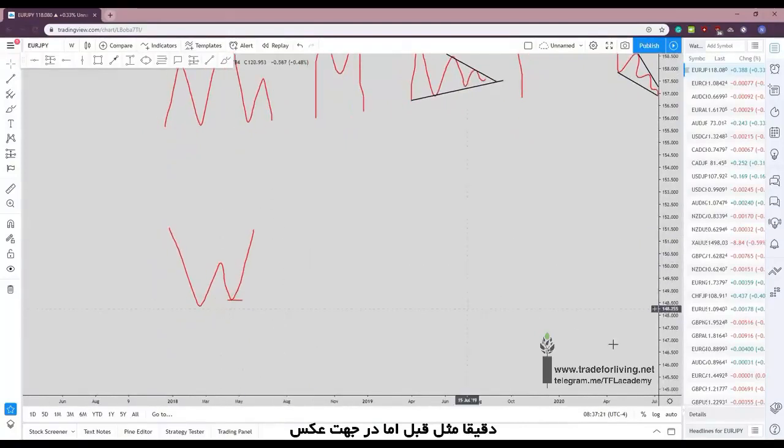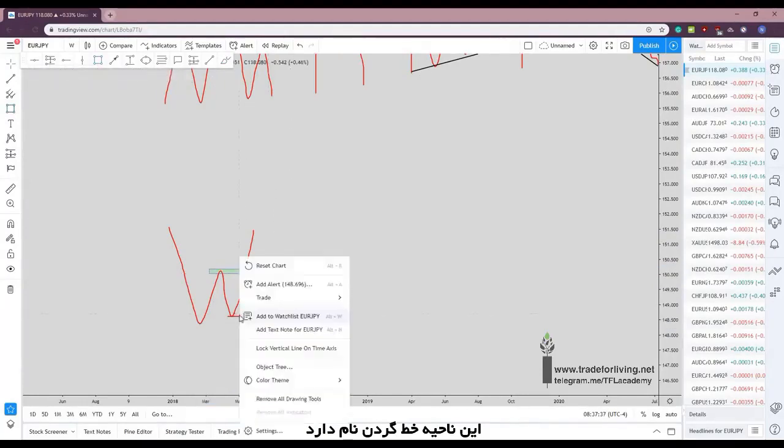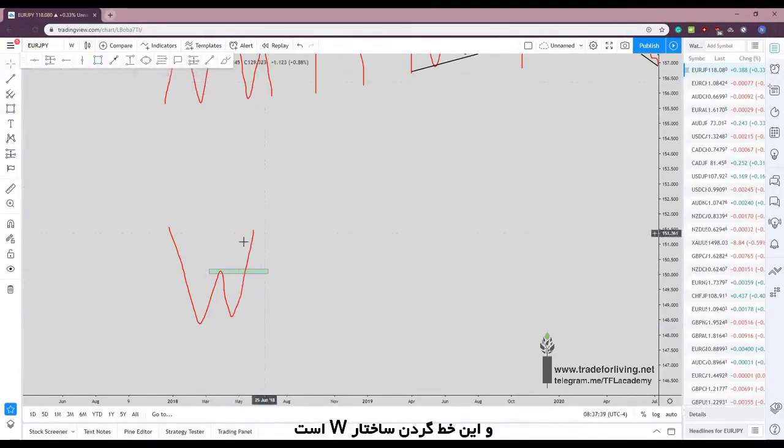So here with the W formations, you can have with the regular W either a higher low or an equal low. So basically a double bottom. And the market breaks the neckline. Now, what is the neckline? The neckline is this area here. This is the neckline of the W formation. And with a regular W, you're expecting price to hit more or less this region.